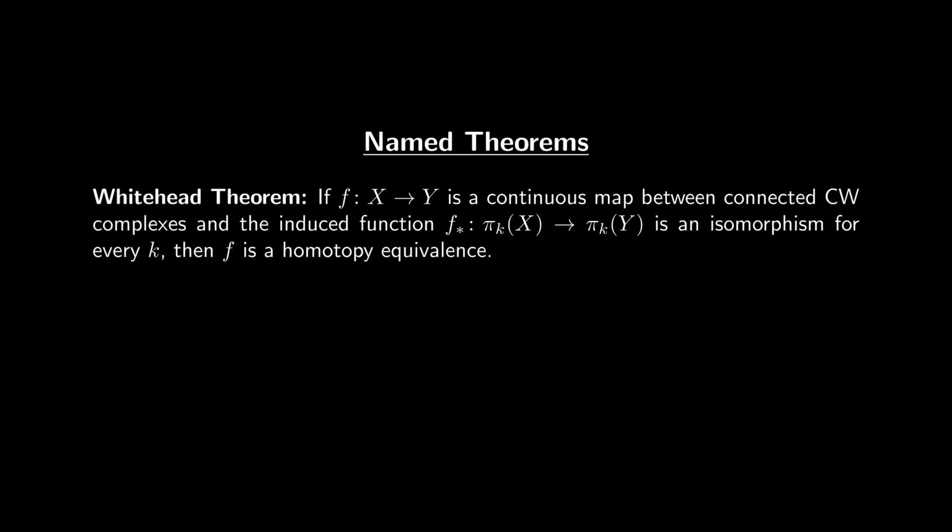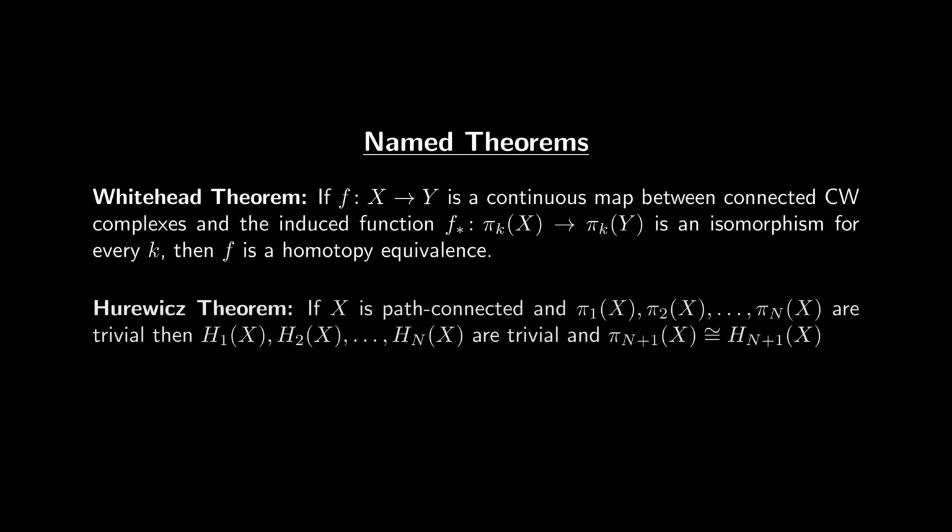I should probably point out that being individually isomorphic isn't enough. We actually need one continuous function f that makes all of the pi k's line up at the same time. But it's crazy that the problem of homotopy equivalence is sort of solved in some sense, if only we knew how to compute with homotopy groups.